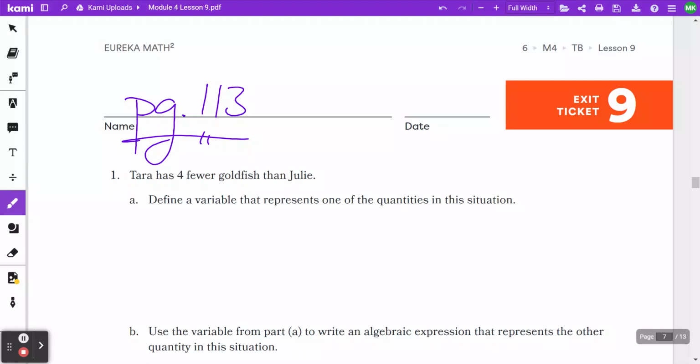All right, so welcome to Eureka Math Squared. This is grade 6. We're hanging out in Module 4, Lesson 9, and it's all about writing expressions from situations, real-world expression writing. So just a couple things you need to know in order to be successful here.